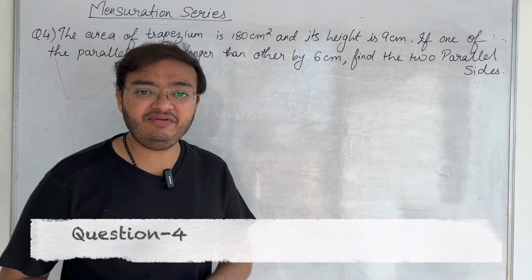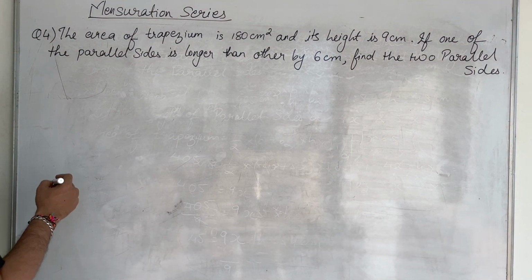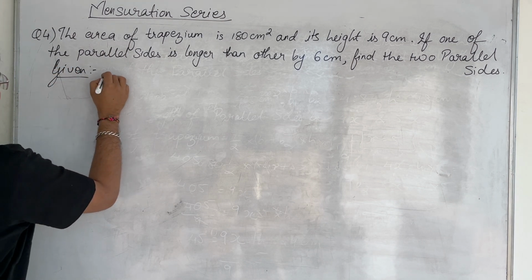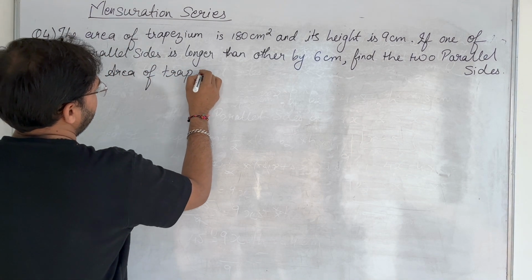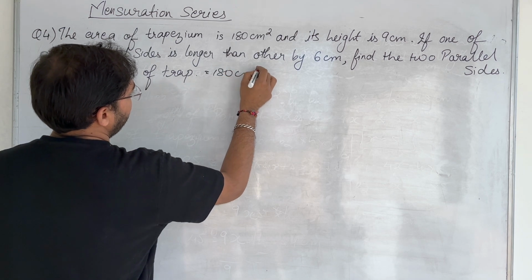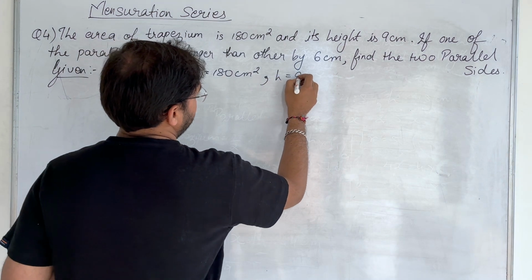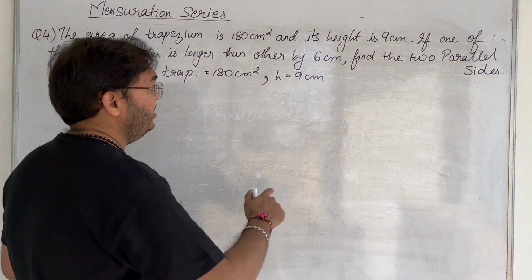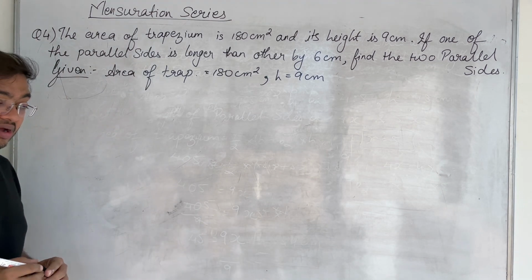So here we are with the fourth question. The area of trapezium is 180 centimeter square and its height is 9 centimeter. That means let's write the given data over here: the area of trapezium is equal to 180 centimeter square. Moreover, the next data is the height, that is 9 centimeter, because the distance between two parallel sides is known as height. If one of its parallel sides is longer than the other by 6 centimeter.